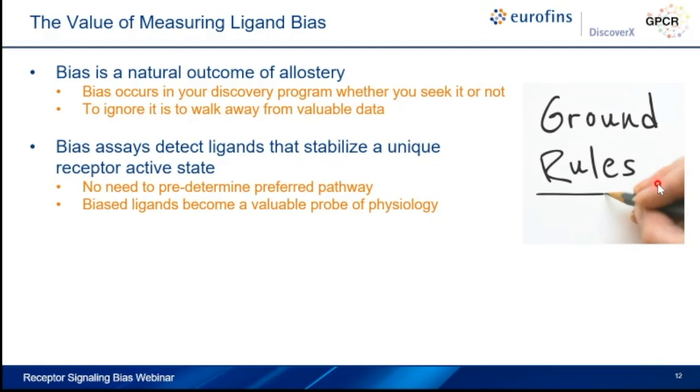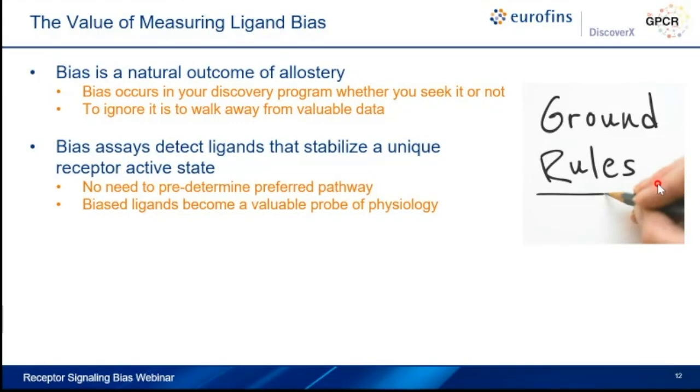That isn't the point of a bias assay. Bias assays will identify agonists that make a unique active state. So you're basically using it as a surrogate. That does not mean that you have to stick with the assays you've used, for example, GS protein, beta-arrestin.